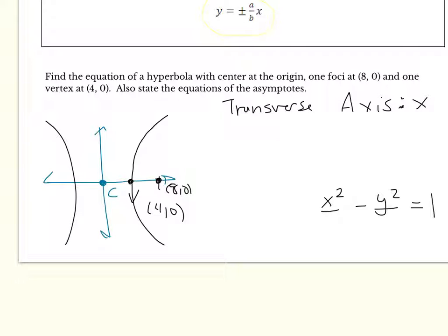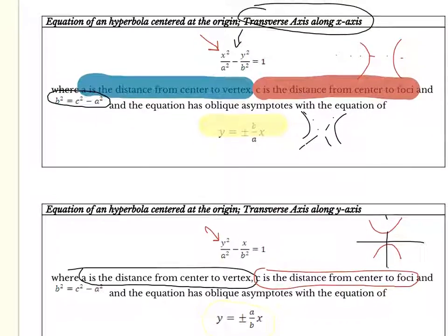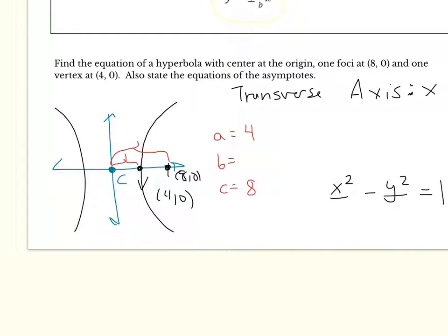So really what I have to do is very similar to an ellipse. I'll try to figure out what a, b, and c are. Now a is the distance from the center to the vertex, so from (0, 0) to (4, 0) would be 4. And c is the distance from the center to the foci, so that's 0 to 8, which would be 8. We don't know b. What we do know is a squared is going to go under the x, and b squared is going to go under the y. So a squared, that's 4 squared, is 16. Easy enough.